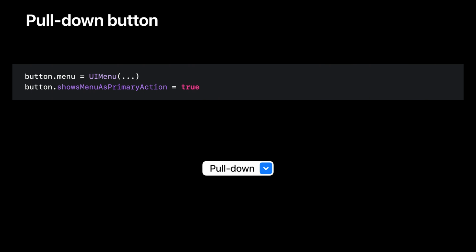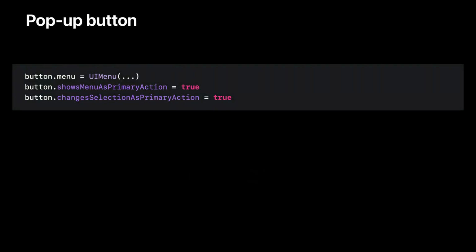And new to Catalyst with macOS Monterey are pop-up buttons. Pop-up buttons look similar to pull-down buttons, but have a double arrow indicator, and they do something slightly different. Where the pull-down triggers an action, a pop-up button is used to select one of a set of mutually exclusive options. For example, selecting the day of the week. The title in the button then updates to reflect this selection. This is a good Mac-friendly choice to replace a UI picker view in your app. Getting this control is similar to a pull-down button, but the property changes selection as primary action must also be true.